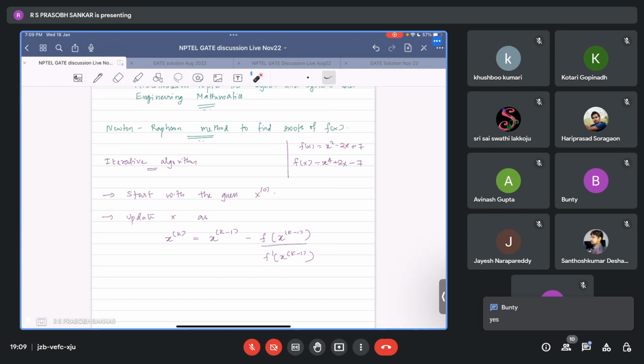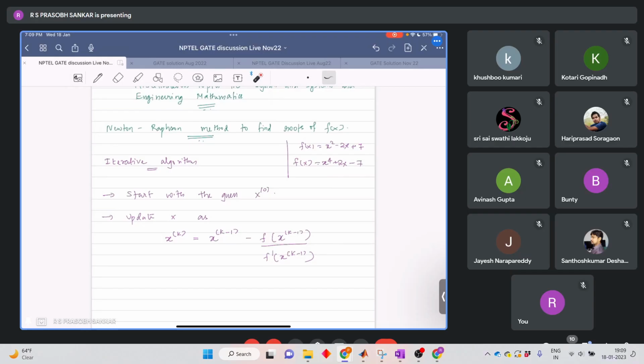Can you quickly check and let me know what about electrical gate? If it is there for electrical, then I can just show it. It won't take much time. I'm not very sure if it's there in gate.